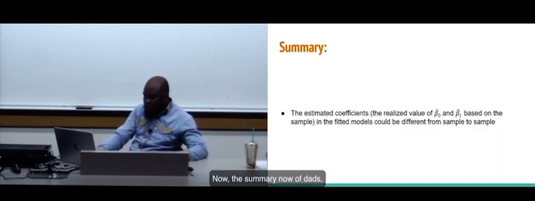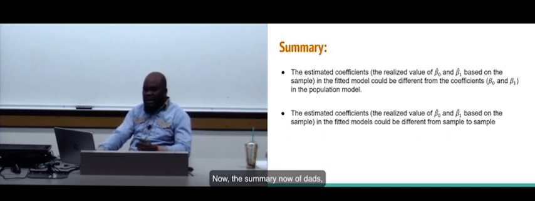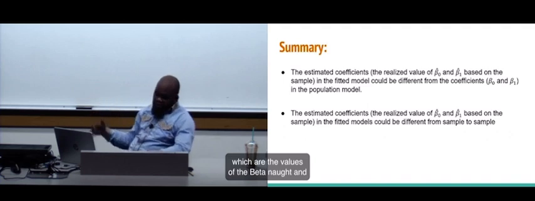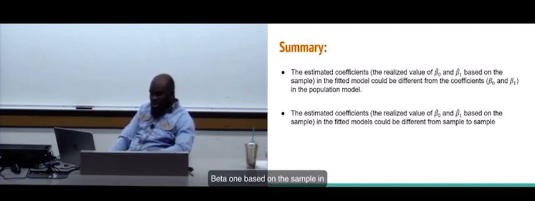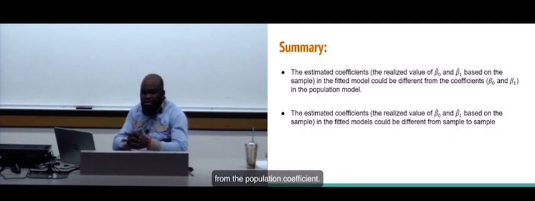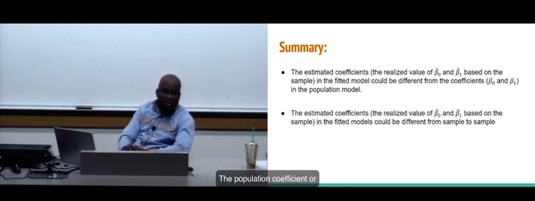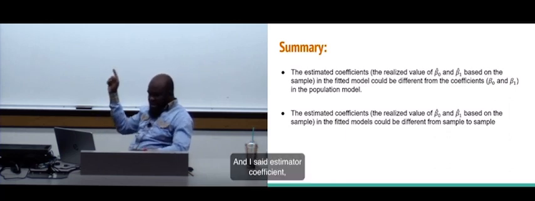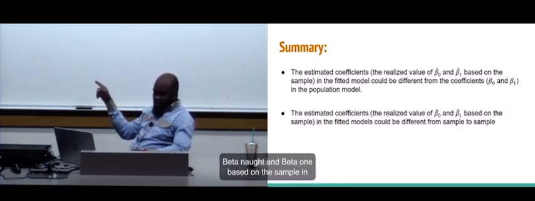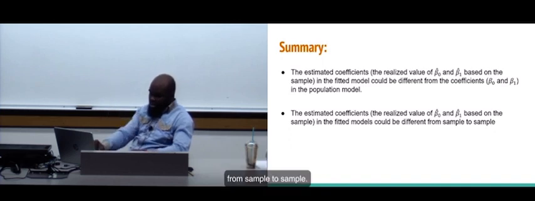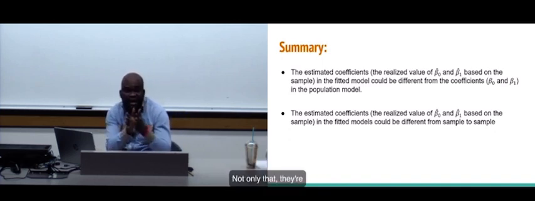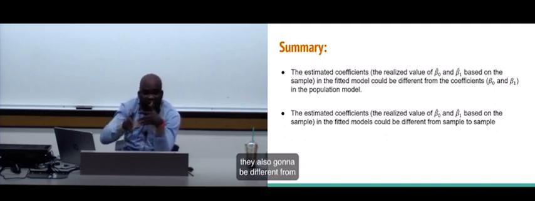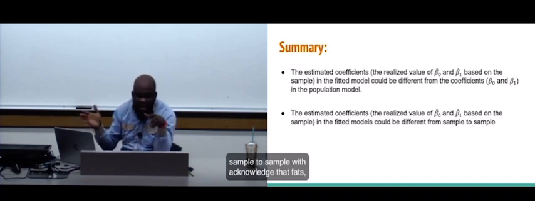Now, the summary of that. I said the estimated coefficients, which are the values of beta naught and beta 1 based on the sample in the fitted model, could be different from the population coefficients. The population coefficients are the true values that we're actually looking for. They could also be different from sample to sample. We've acknowledged that fact.